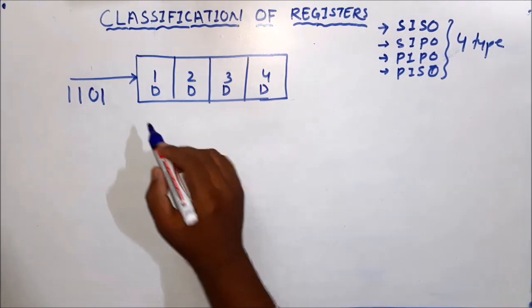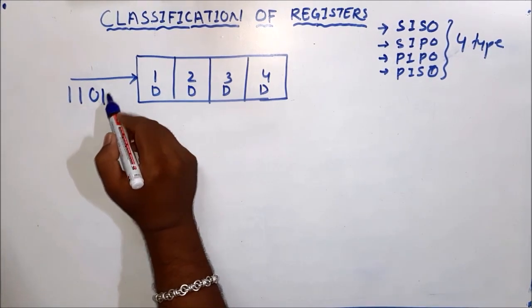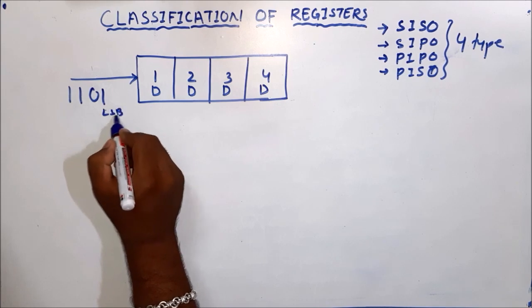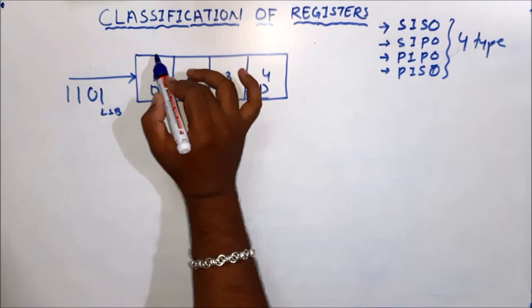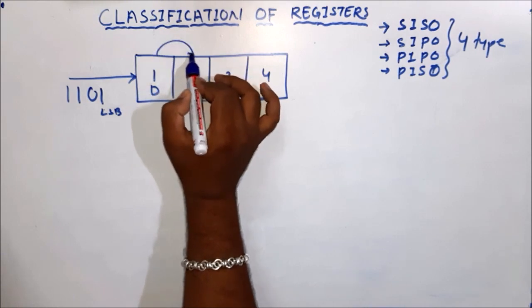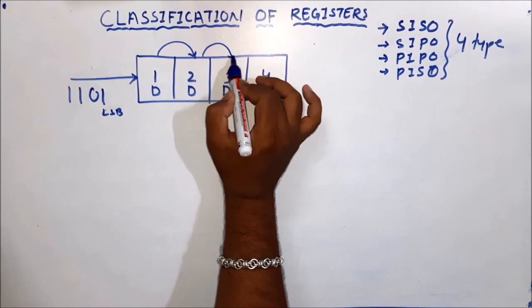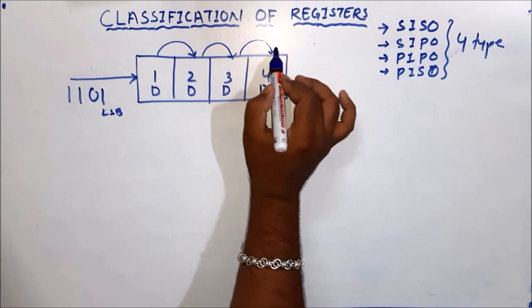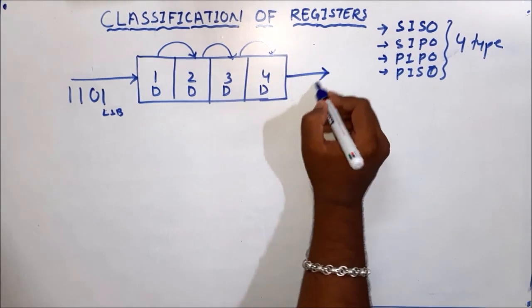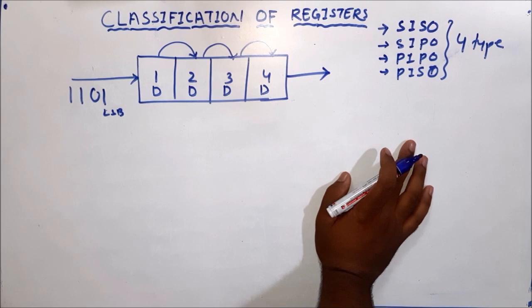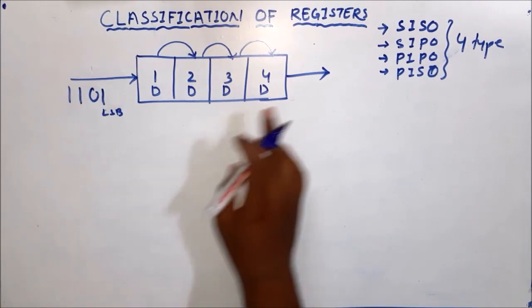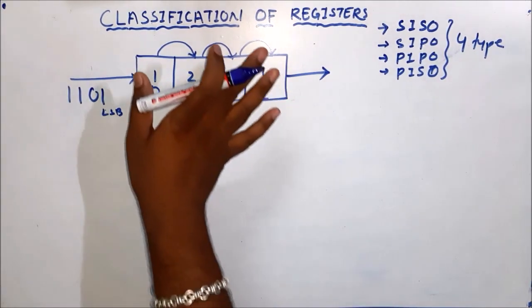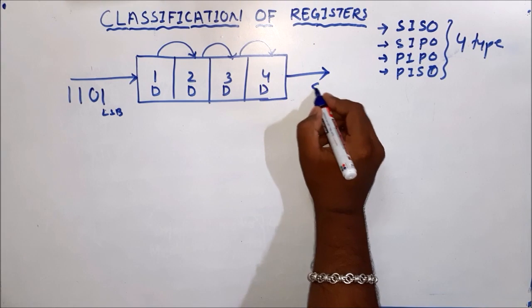Likewise, the first data, which is called LSB, is moving to D1. Then on the next clock pulse, this data is moving to this one, and this data is moving to this one, and this data is moving to here, and here it is going out. For each clock pulse, one data is moving from one flip-flop to another flip-flop, and here you can see we are giving input serially and getting output parallelly. So this is the graphical representation of the SISO register.